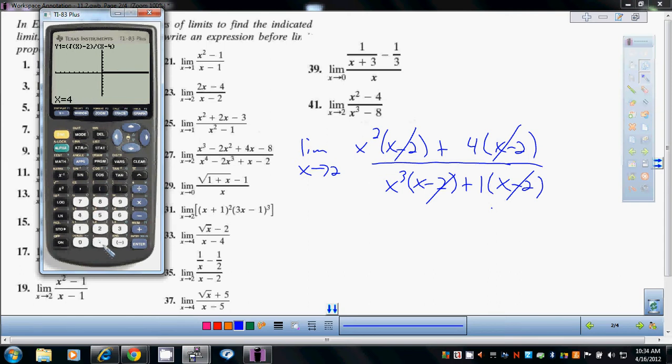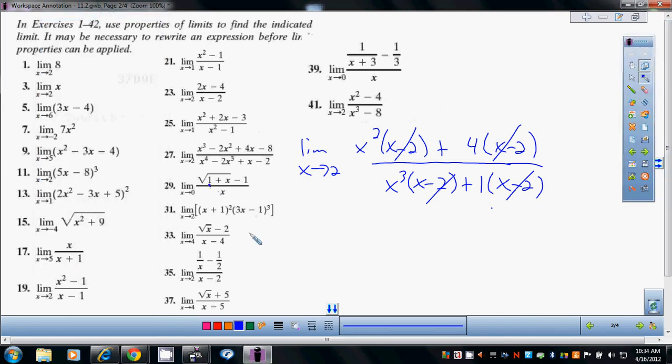What's a number greater than 4? That's right. And it is also getting really, really, really close to 1/4. So the answer for this one would be 1/4, and that's all you have to do. 33: 1/4.